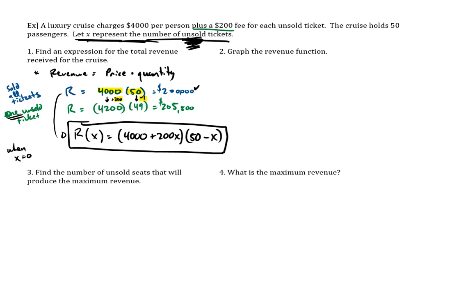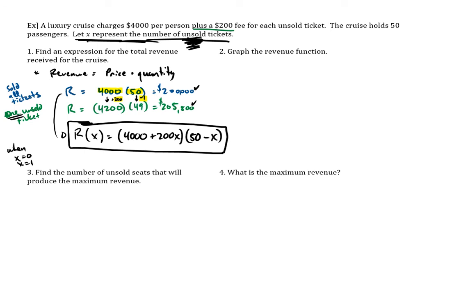So that is that top equation. When x equals 1, if I plugged 1 into this, it would be 4,000 plus 200, which is the green so far, times 50 minus 1, which is 49. It matches my green. Okay, so this equation was found by just trying to figure out the pattern to it.